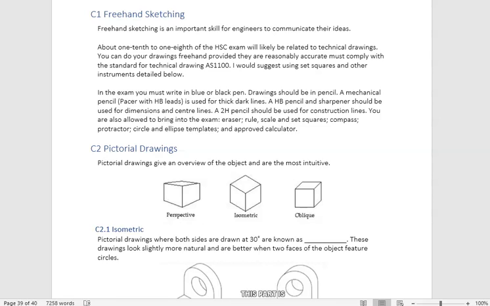In this video, I'm going to be going through Chapter 1 of the Year 11 or Preliminary HSC Engineering Studies, and we're going to be looking at communications. So, I'm just going to be reading, that's pretty much it, or maybe skimming. Freehand sketching is an important skill.